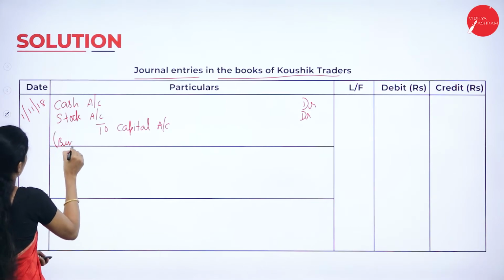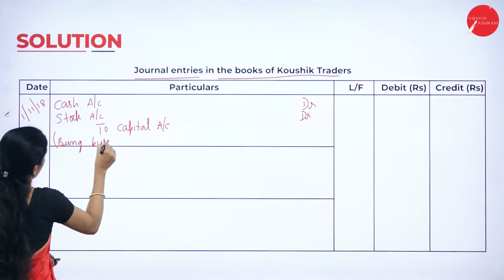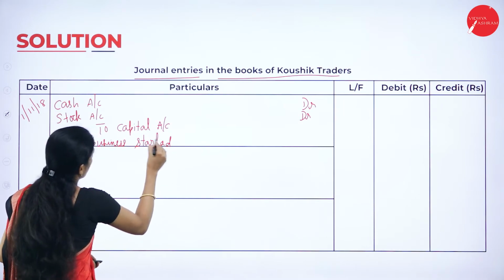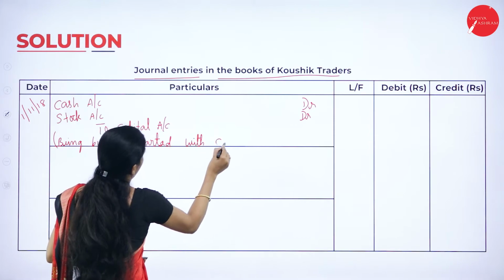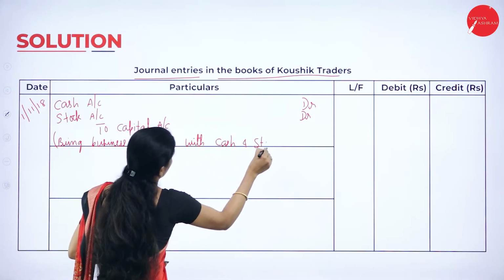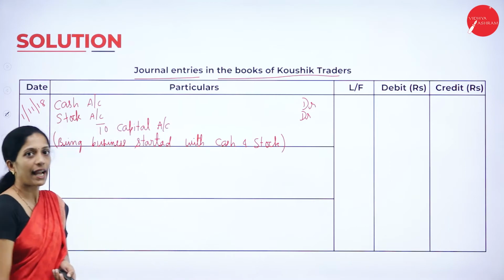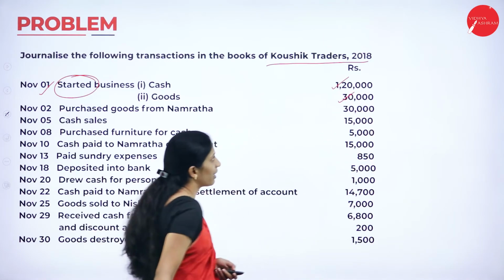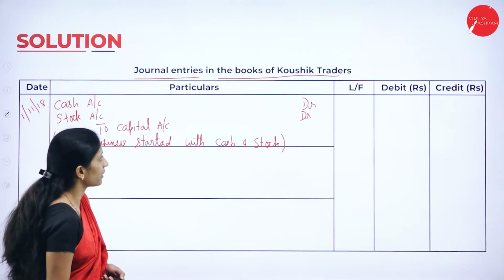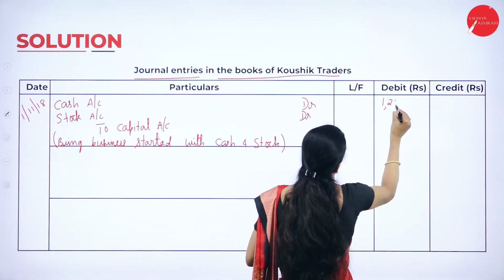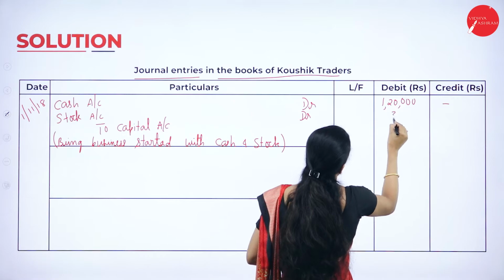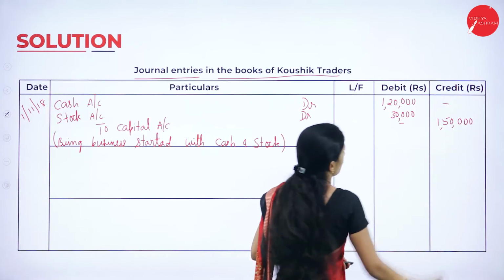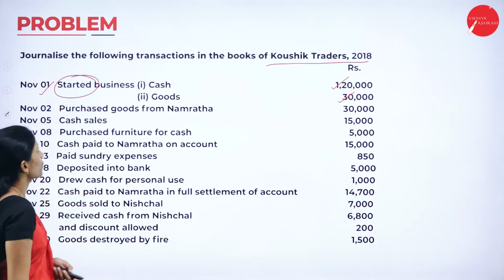So, what is the narration? Being business started with cash and stock. Being business started with cash and stock. So, what is the cash? 1,20,000 and the goods. Goods can be written as stock. So 1,20,000 and the stock is 30,000. So the total is 1,50,000.